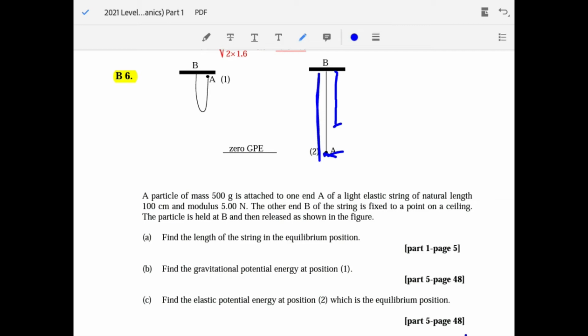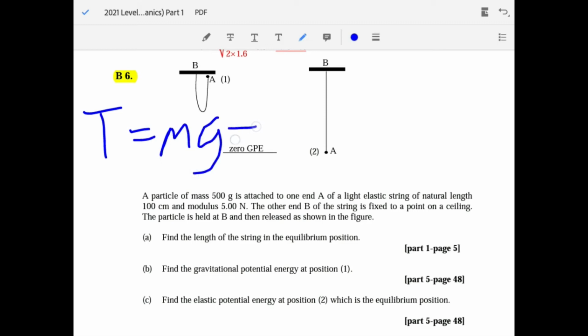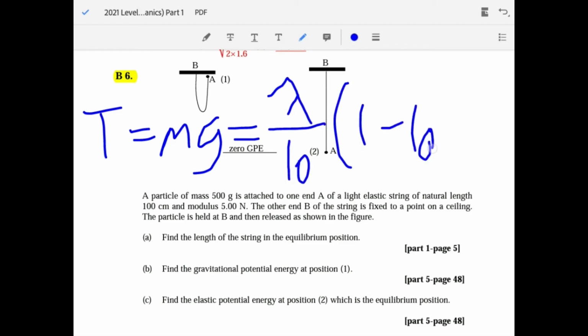Do you know the tension? Yes, because it's at rest, so you can use Newton's first law. At rest, this is the tension, this is the weight. They balance each other, so the magnitude of the tension is simply the weight. So T is equal to mg, which is equal to the formula for an elastic string, modulus over L0 into L minus L0. So what you need to find is the L over here.